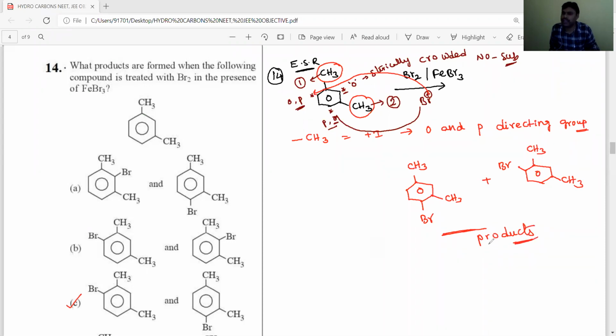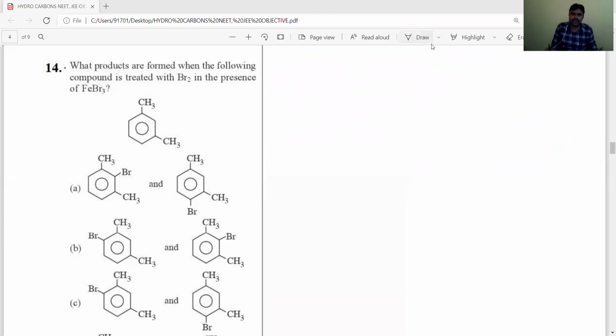This is nothing but an electrophilic substitution reaction, and the CH3 groups act as ortho and para directing groups. So you have to attach the incoming electrophile at either the ortho or the para position. Two positions are possible. Just label the two CH3 groups as 1 and 2. This position is ortho and para with respect to 1 and 2, and this other position also acts as ortho and para with respect to the 1 and 2 CH3 groups. That's why these two are the resulting products. So the correct option is the third option. Okay students, let's go for the next question.